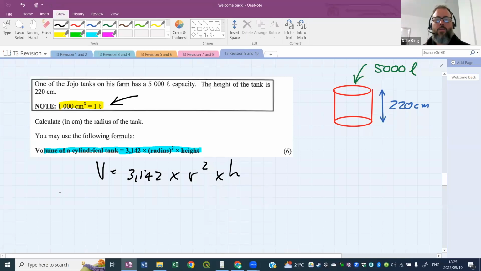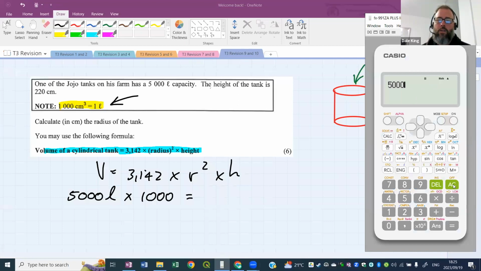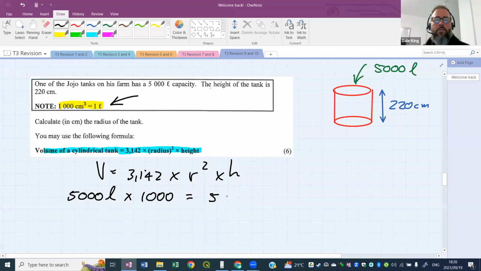So what do I need to do with that 5,000? You would times it by 1,000. Very good. So if every 1 liter is 1,000 centimeters cubed, and I've got 5,000 of these liters, I've got to multiply each one of them by 1,000. And this is going to give me a huge number. It'll give you 5 million. 5 million.